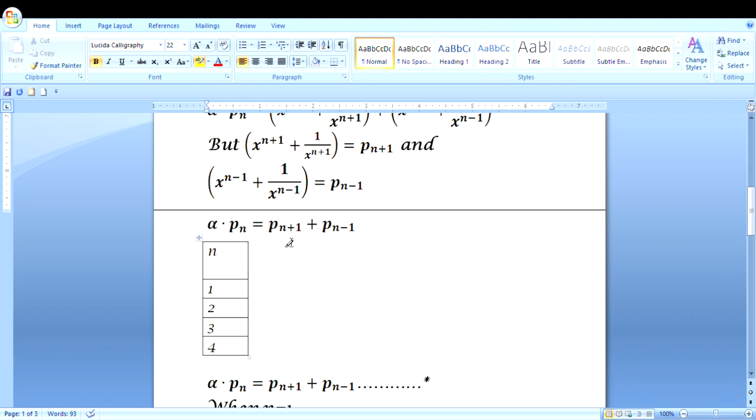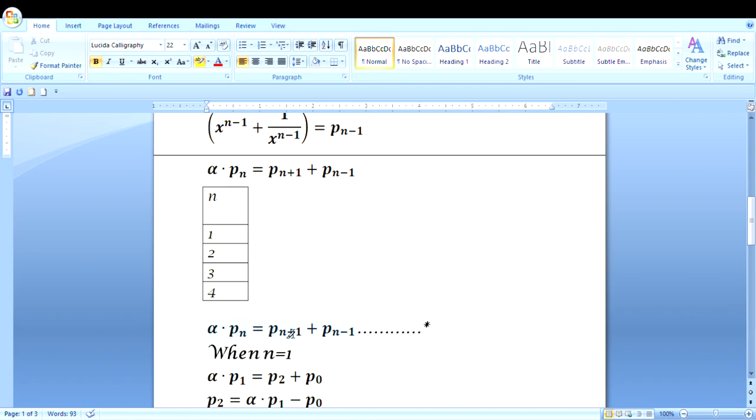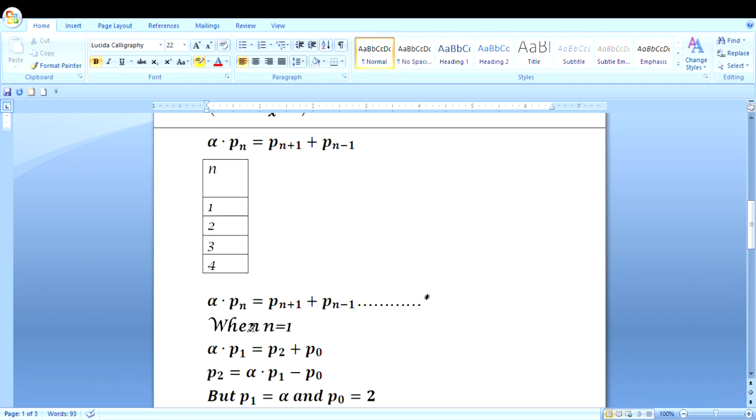So if we put 4 here, we're going to have p5 plus p4 times p3. This is p3 is equal to alpha times p4. Okay, now what we do first here, this is our derived formula, where we multiply alpha by pn. So let's assume that n is equal to 1. When n is equal to 1, this expression becomes alpha times p1 equals p2 plus p naught, because 1 minus 1 is 0.